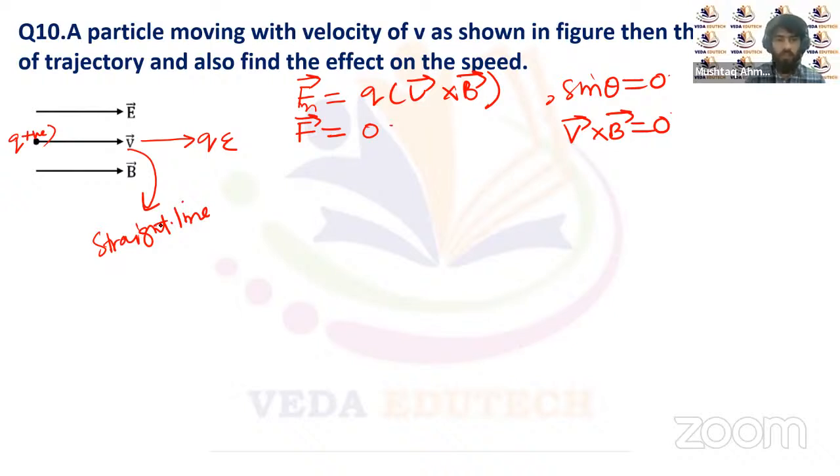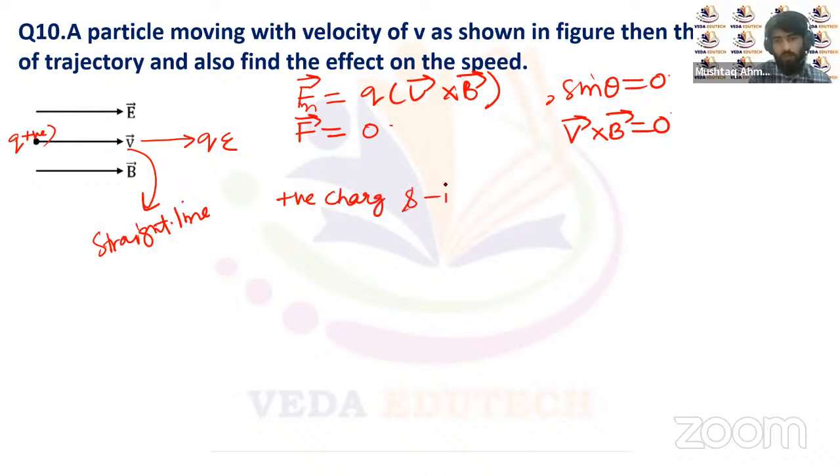The trajectory will change only if the electric field here were at an angle theta, then the trajectory of this particle would be a parabola. So there are only two cases possible here. If the charge is positive, the path of this particle will be a straight line. If the charge is negative, then in that case also the path will be a straight line. And for the effect on the speed, if the charge is positive, then the speed of this particle will increase.